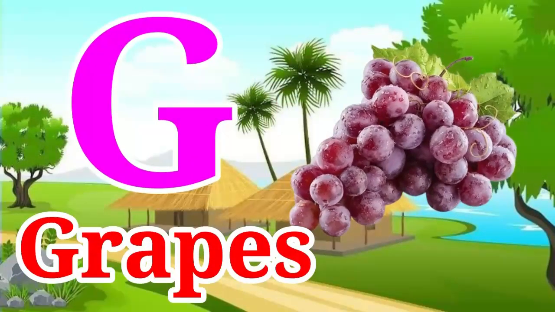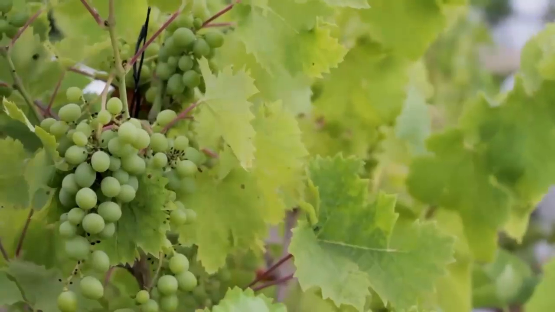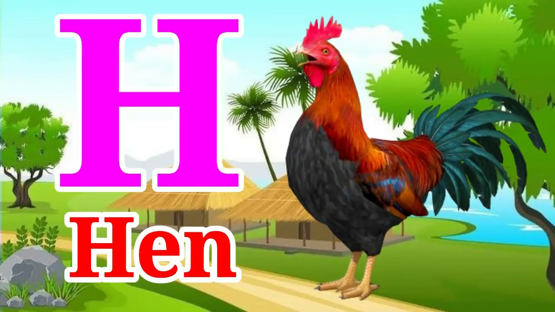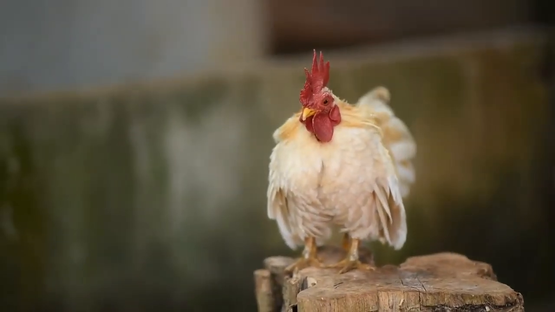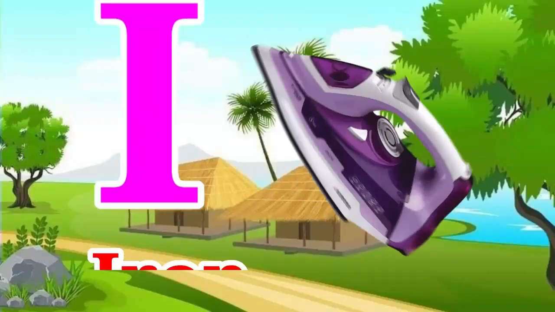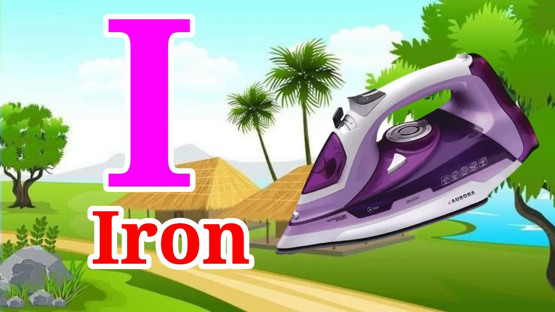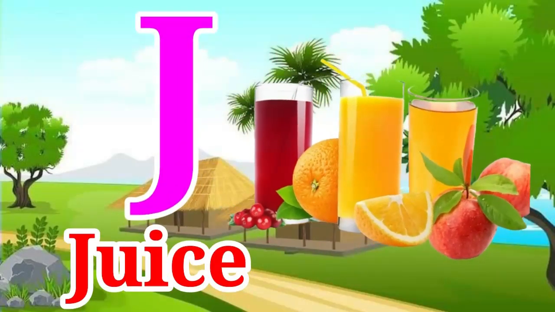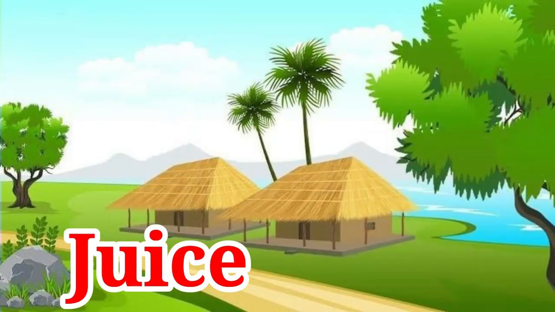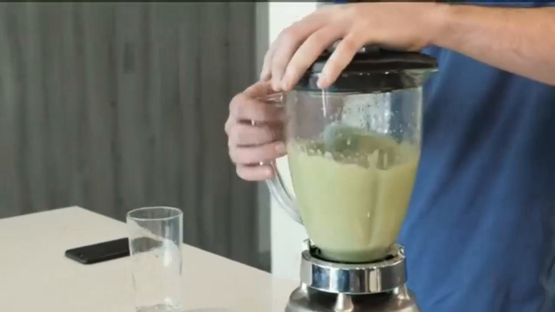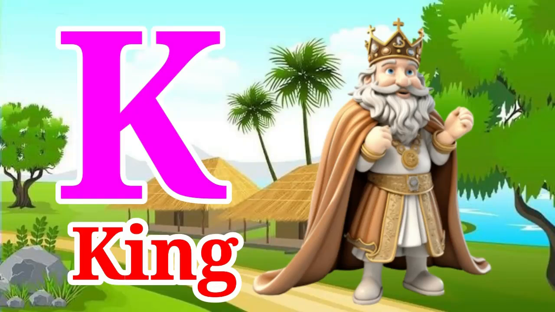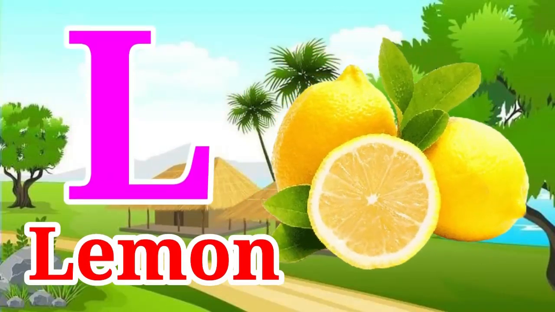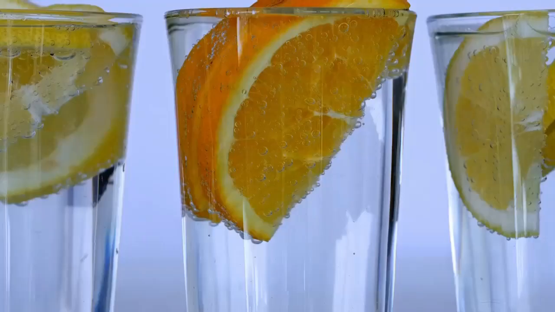F for fruits. F for fruits. G for grapes. G for grapes. H for hen. H for hen. I for iron. I for iron. J for juice. J for juice. K for king. K for king. L for lemon. L for lemon.